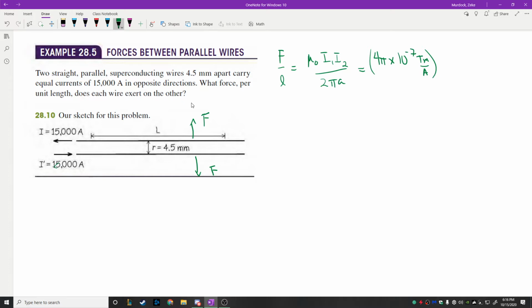So 4 pi times 10 to the negative 7, they're 4.5 millimeters apart, 15,000 amps. They both have the same current, so we're just going to square that. We divide that by 2 pi, and then times the distance between the two of them, which is 4.5 millimeters. That's it. What do y'all get if you calculate that?